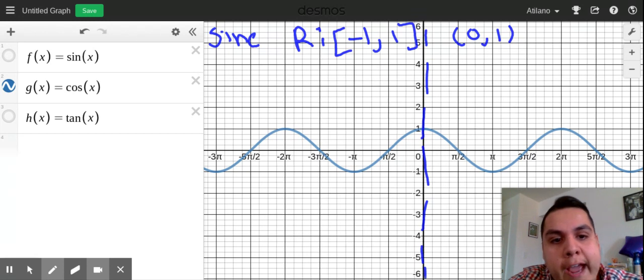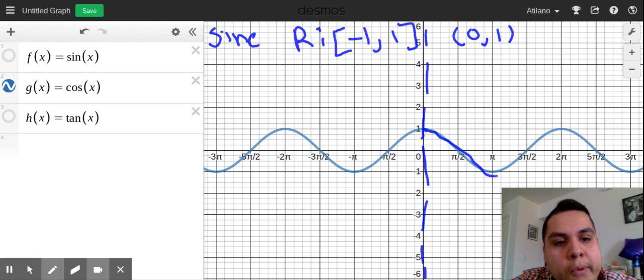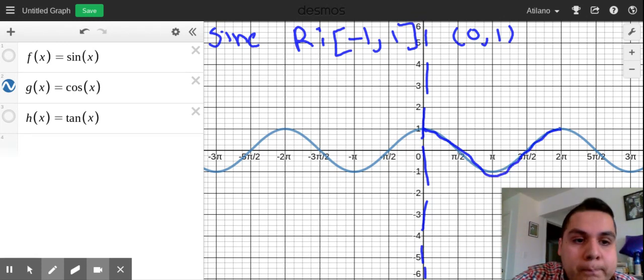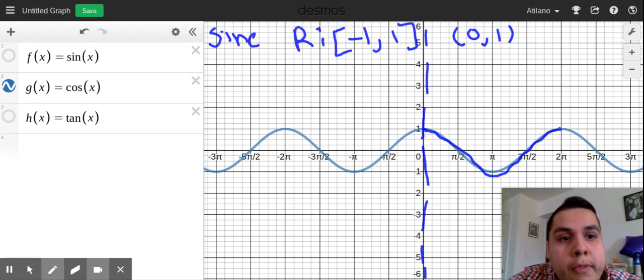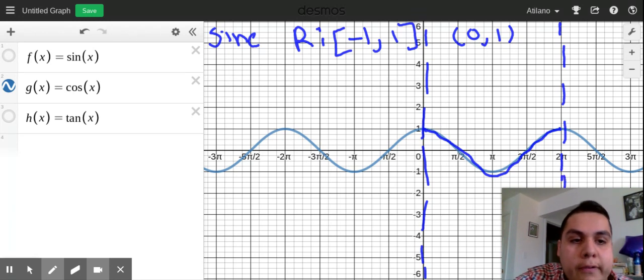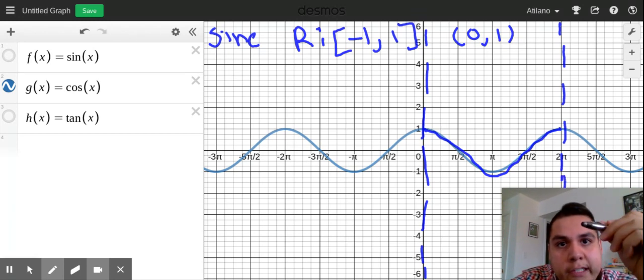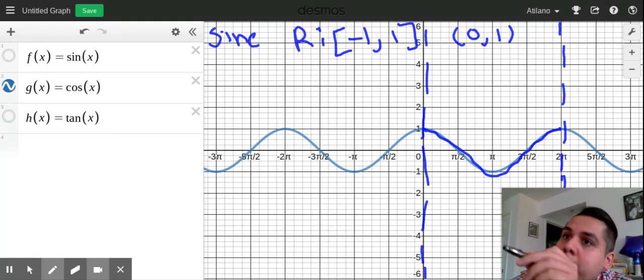I start at a maximum, and then it decreases to a minimum, and I need it to come back to the maximum. So that's where my cycle kind of ends for this graph. Start at a maximum, go to your minimum, come back up to your maximum. That's what you should know about the cosine graph, right?